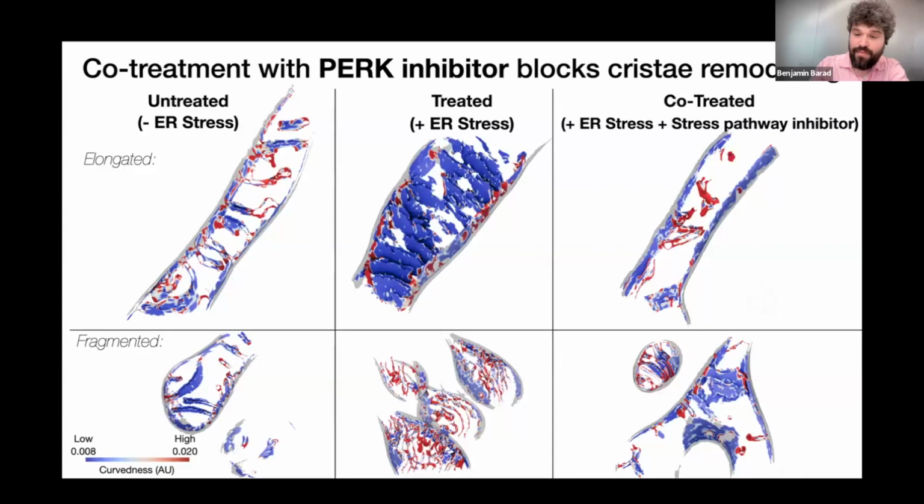And it wouldn't be cell biology if you didn't at least try to show that it's down the mechanistic pathway you think it is. So we've been doing co-treatments. We think that this is a PERK pathway dependent effect. And here is the evidence: if we block PERK with a stress pathway inhibitor, the cells return to their original, healthier looking state.